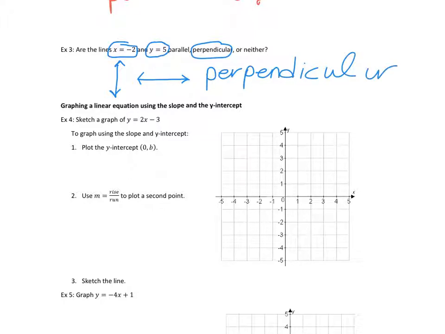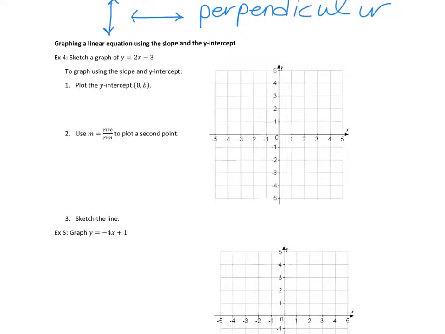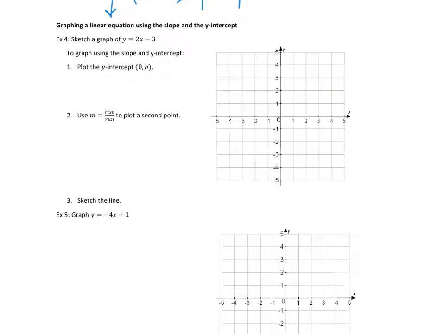Okay, so another thing that we're going to be doing using our slope and y-intercept is we can now really efficiently graph a line using our slope. So let's do an example together. We're going to sketch a graph of y equals 2x minus 3, and we're going to be using the slope and the y-intercept. And we're going to do this in, we'll say like 3 easy steps. So to graph using the slope and y-intercept, first of all, it has to be in this form, y equals mx plus b.